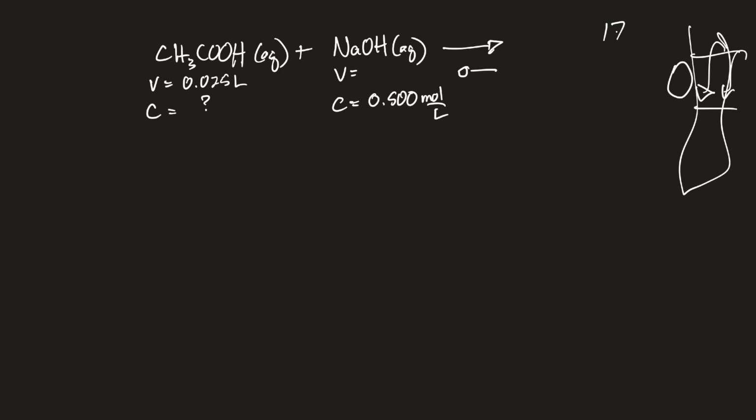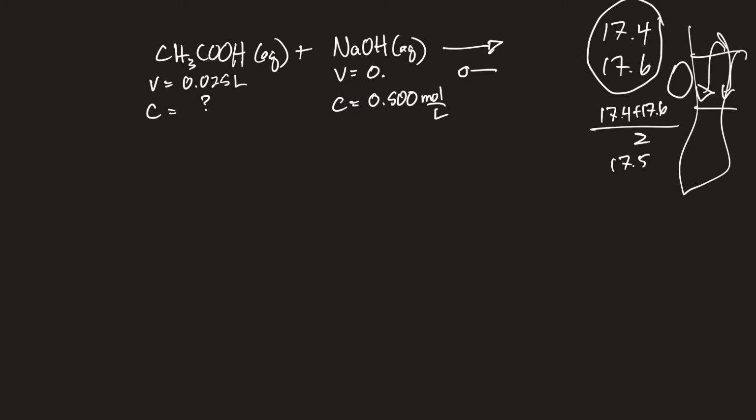So say I had 17.4 and 17.6. Those were the two numbers that you were to use. You'd find the average of those: add them up and divide by 2. I think that gives you 17.5. To convert that to liters, it'd be 0.0175 liters.